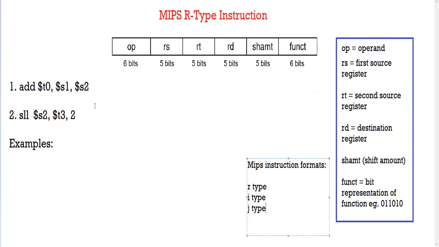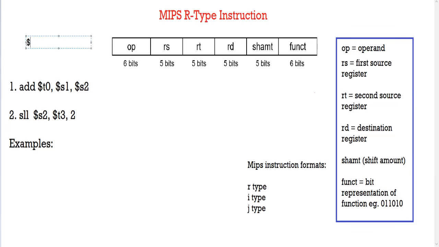Now, beside me on the left side of the screen, you can see that we have 2 MIPS instructions. We have the add instruction with registers T0, S1 and S2. What this instruction means is that we're going to add the contents inside register S1 and the contents inside register S2, and store the result inside T0. I'm going to repeat that because I understand it could be a little confusing at first.